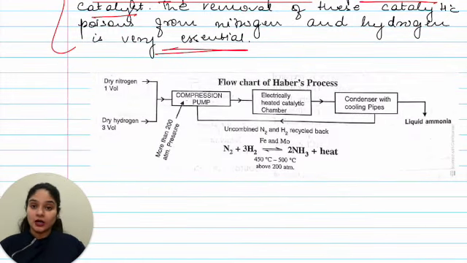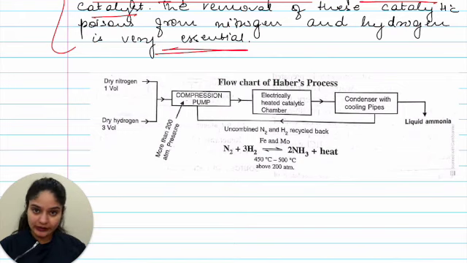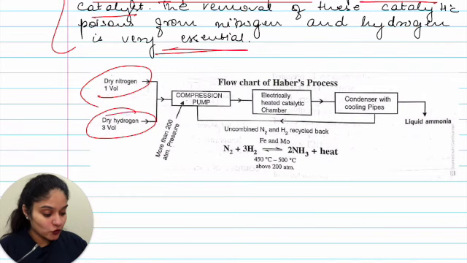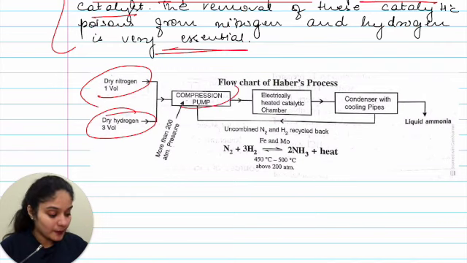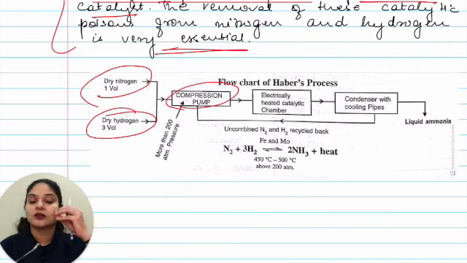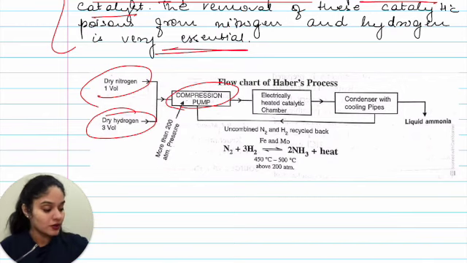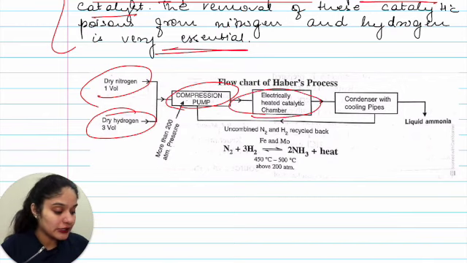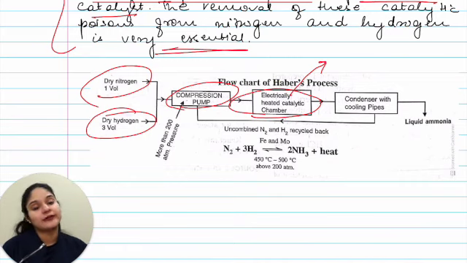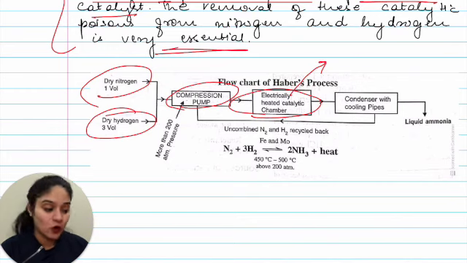Before going for the exam, you can quickly take a recap from this flow chart. Nitrogen and hydrogen enter the chamber. The compression pump increases the pressure on the reactants. Moving on, you have the electrically heated catalytic chamber. The catalyst would be finely divided iron, molybdenum, and you can have aluminium oxide.